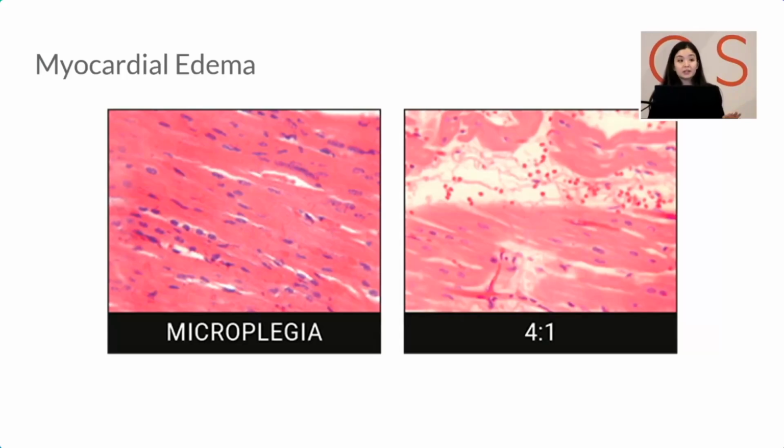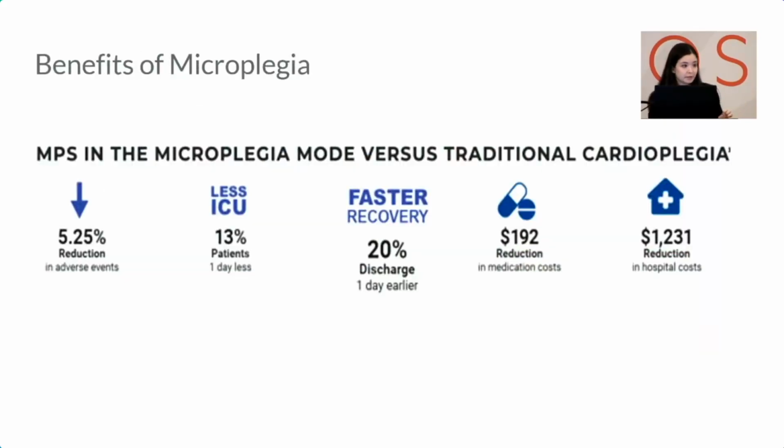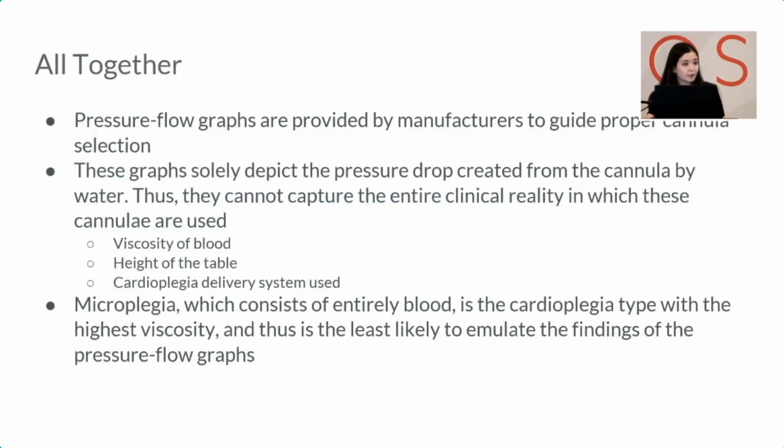But beyond the patient, we also have hospital-wide benefits of using microplegia solutions, which can be seen here. A lot of it is faster recovery, shorter ICU stays, and saved costs all around. So if we're trying to put all my ramblings together in one happy little package, that would be the pressure flow graphs that we use to help guide our cannula selection choices.